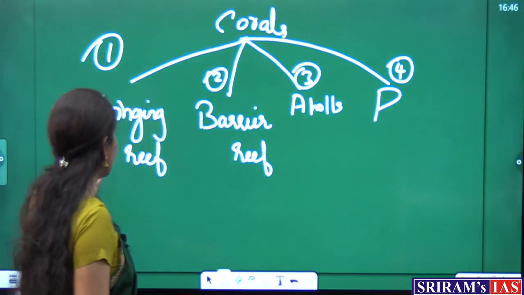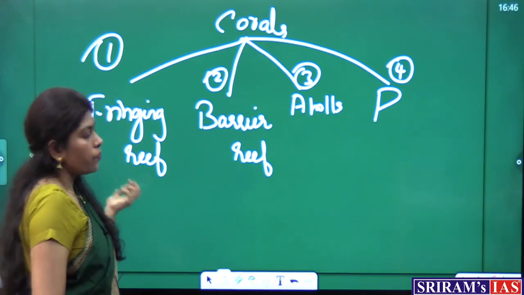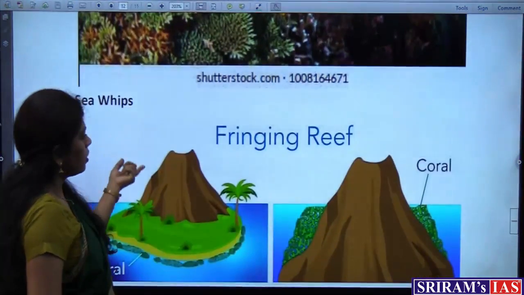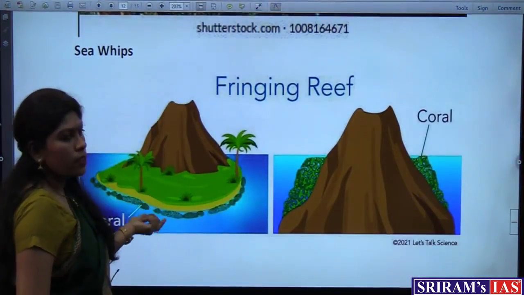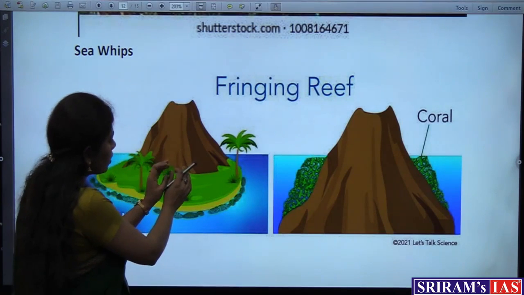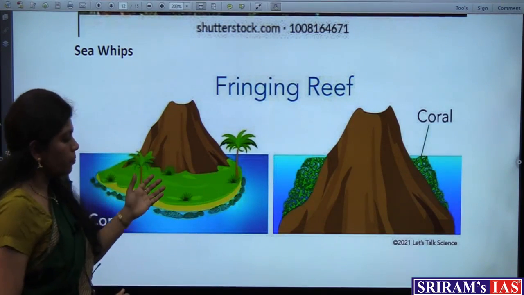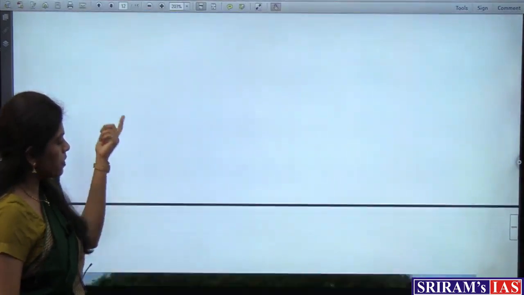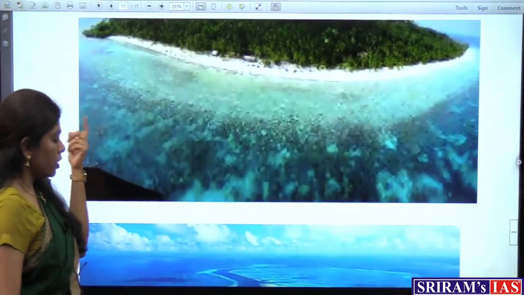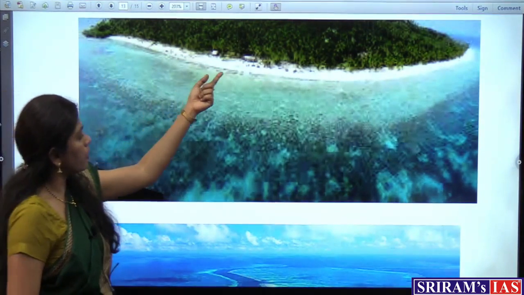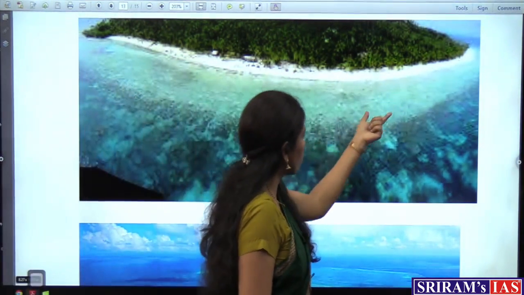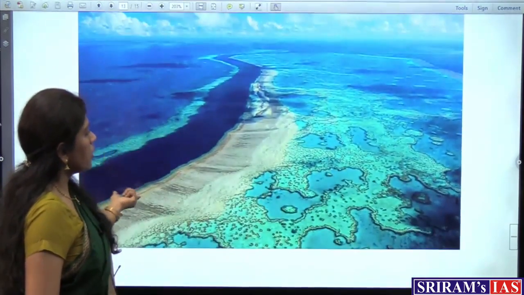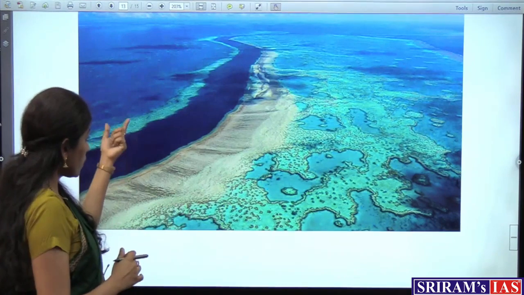See, first we will start with the fringing reef. First we will see the diagram so that you can easily understand the fringing reef. This reef will grow from the coastline towards the sea. Not only on the continent, on islands also you will see this type of reef. You can see this diagram. This is that reef, from the coastline it is growing towards the sea. This is the fringing reef. Then comes the barrier reef.